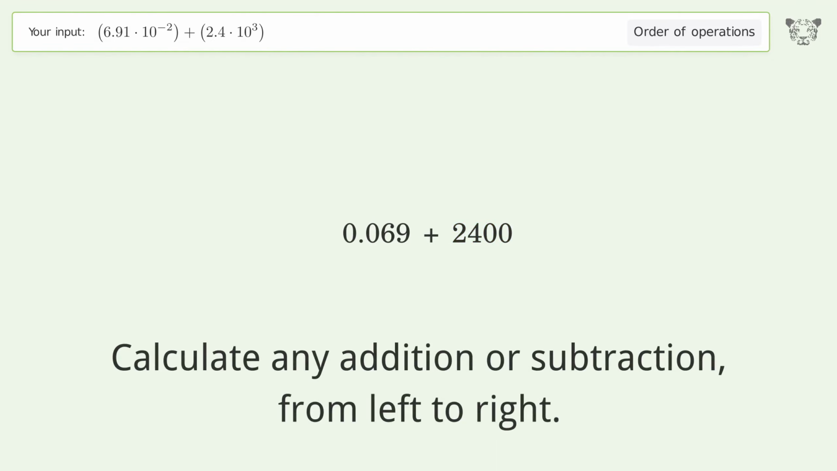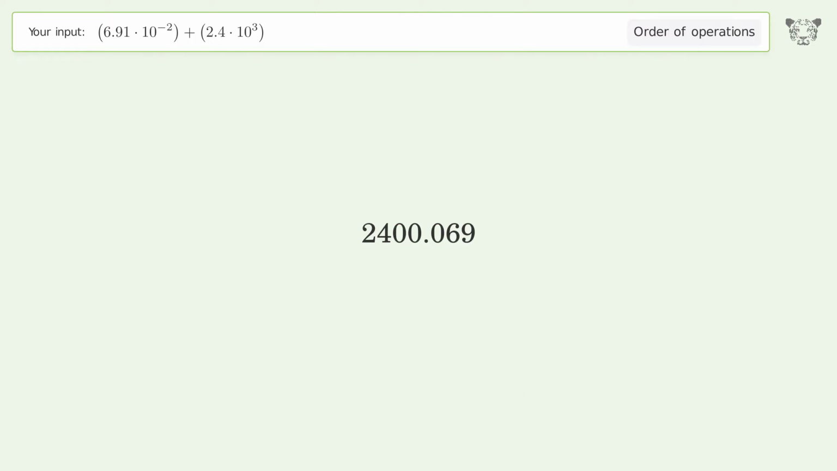Calculate any addition or subtraction, from left to right. 0.069 plus 2400 equals 2400.069. And so the final result is 2400.069.